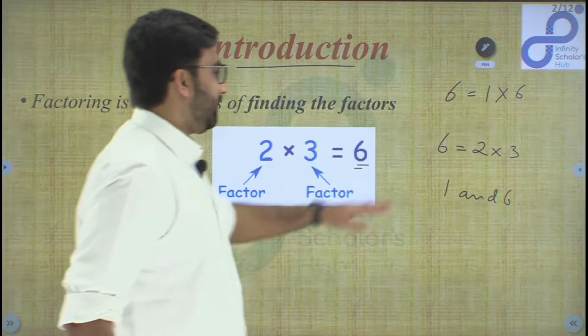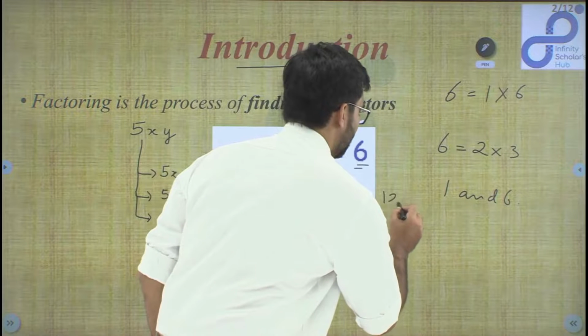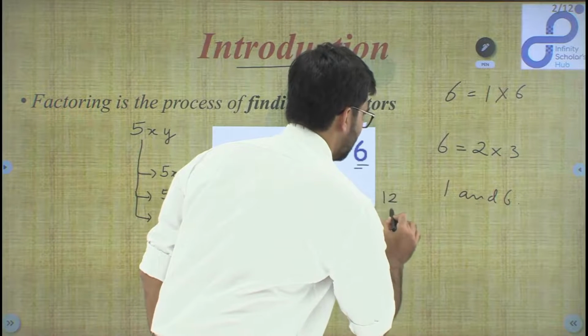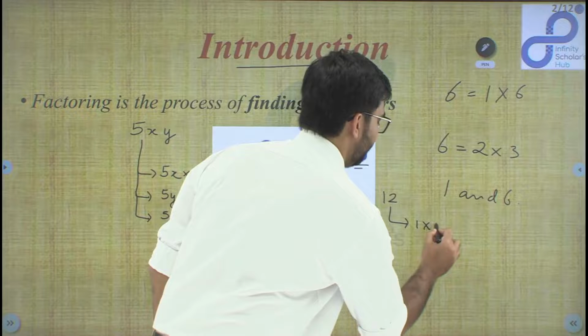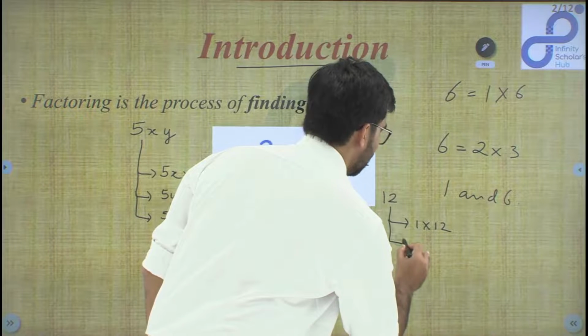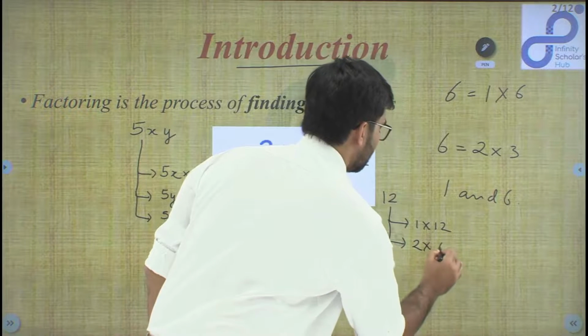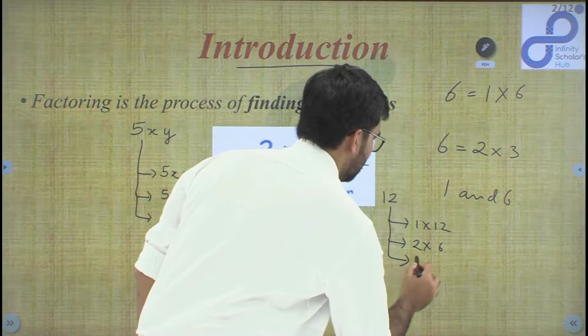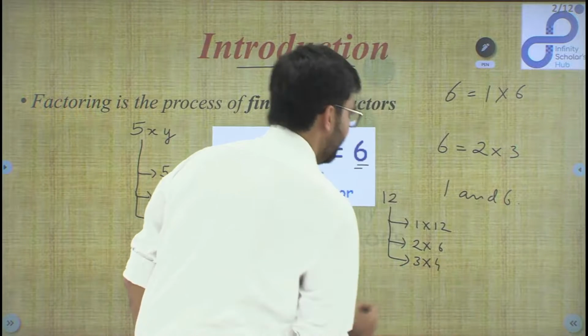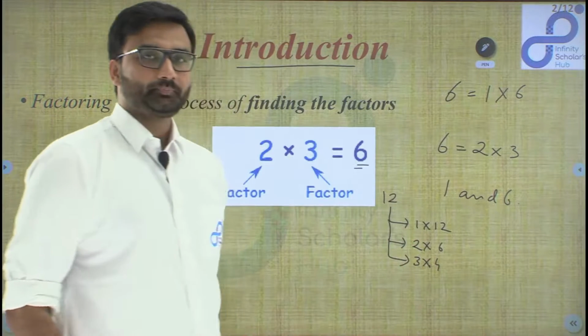So let's take some other number, let's say 12. I can write down the factors of 12 as 1 into 12. I can even write this as 2 into 6. I can write this as 3 into 4, right? So these all are factors.